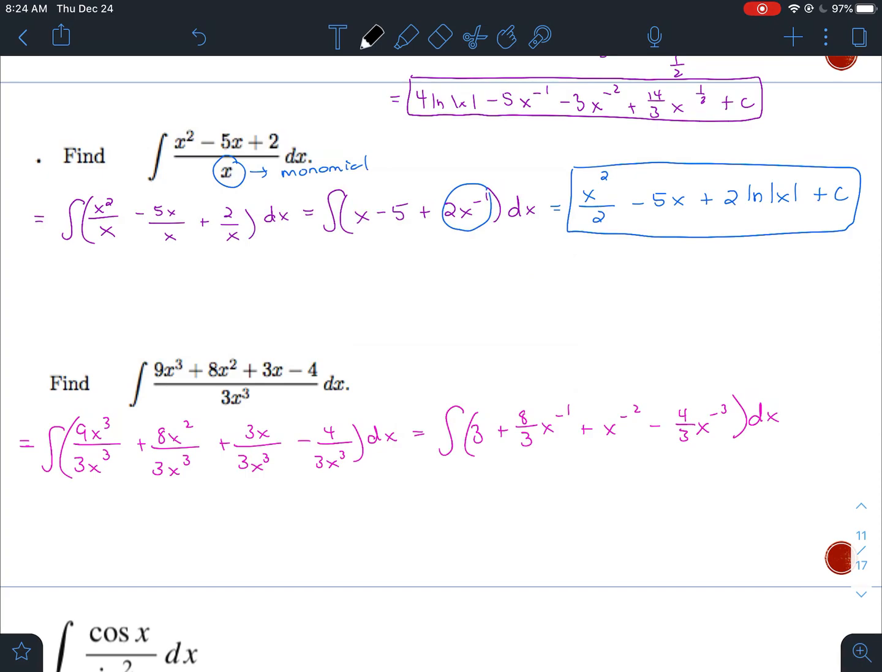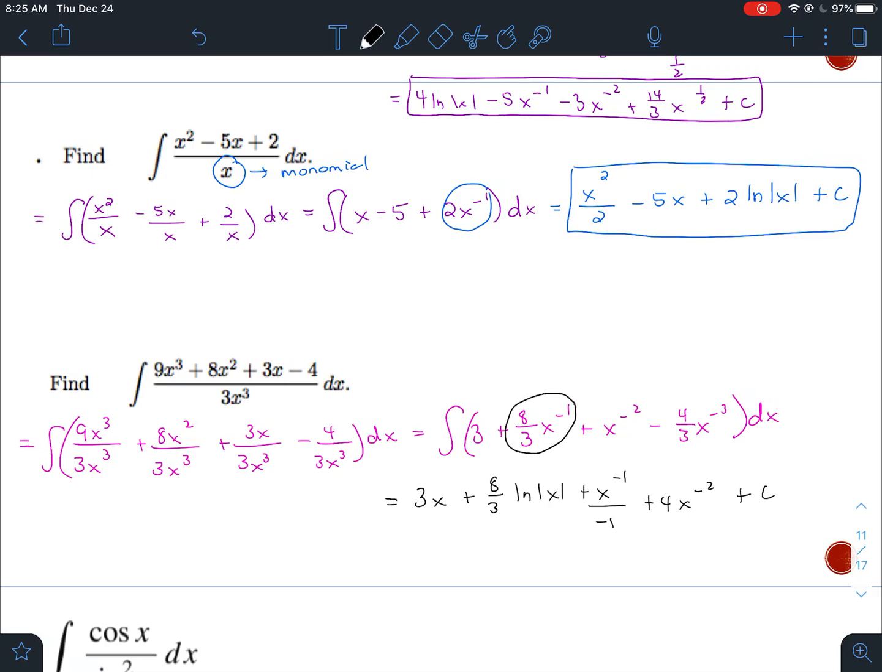And now I can find the antiderivative of each of those. So I would get 3x, and then be careful on this one because it's x to the -1, so it'll be plus 8/3 ln absolute value of x. So ln absolute value of x, and then plus x to the -1 over -1. And then plus 4x to the negative 2, and then plus c.